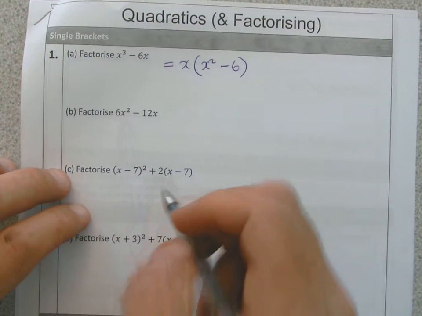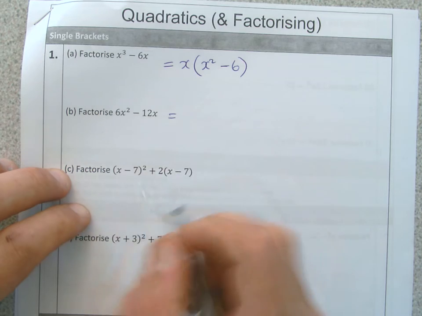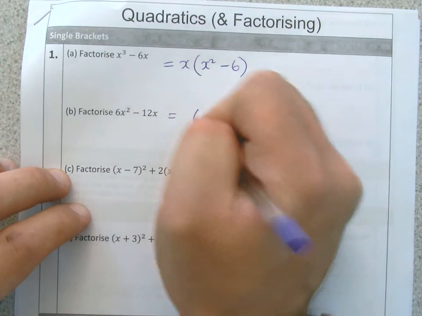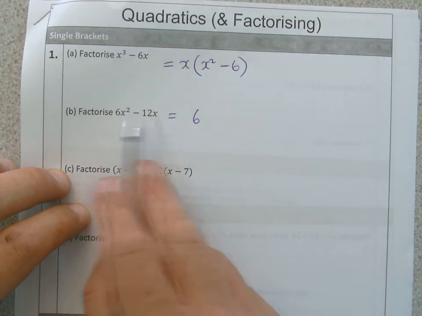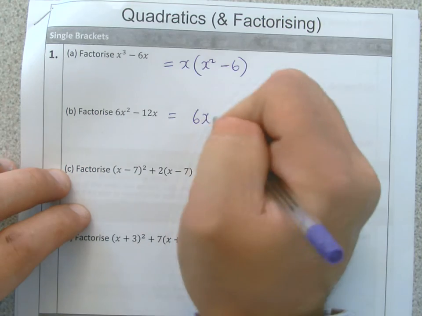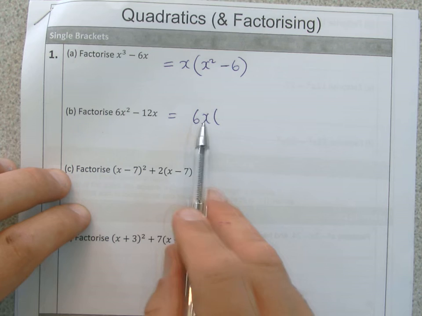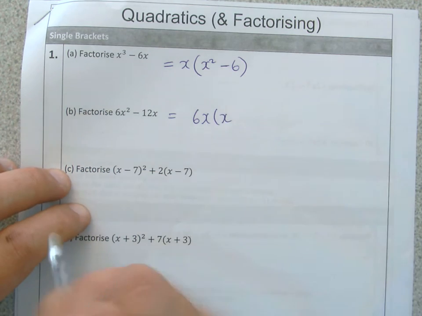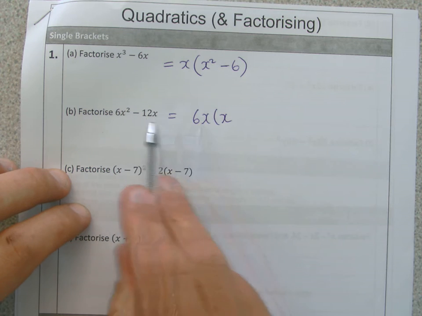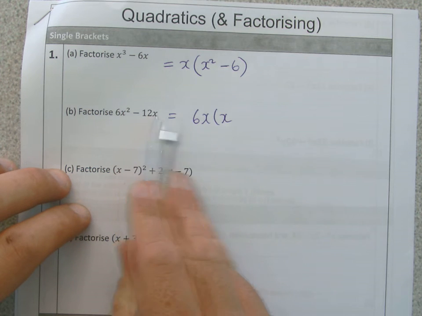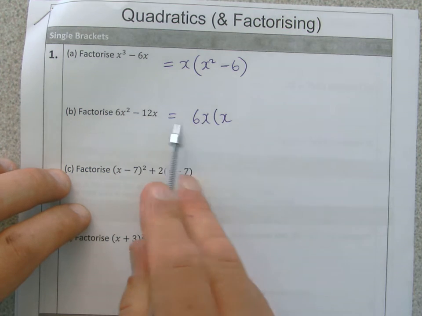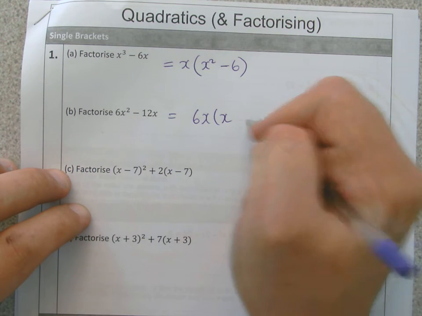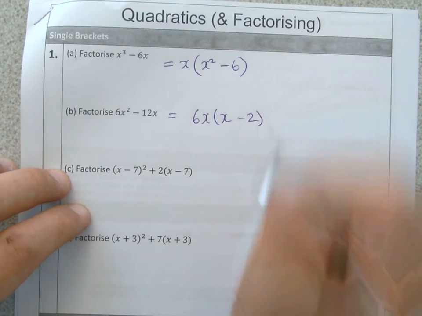When it comes to this one, numbers, you've got 6 and 12. And of course, 6 goes into both of them, right? So we can take 6 outside. And when you look at the letters, x will go into both of them, won't it? So take out 6x. And then you ask yourself, what do I times by 6x to get 6x squared? Well, we need to times it by x, don't we? And then what do we times by 6x to get minus 12x? Well, you've already got the x in place, but you need to get to 12. So we've got to times by 2. And of course, because it's a minus, be minus 2. All right, and we're done.